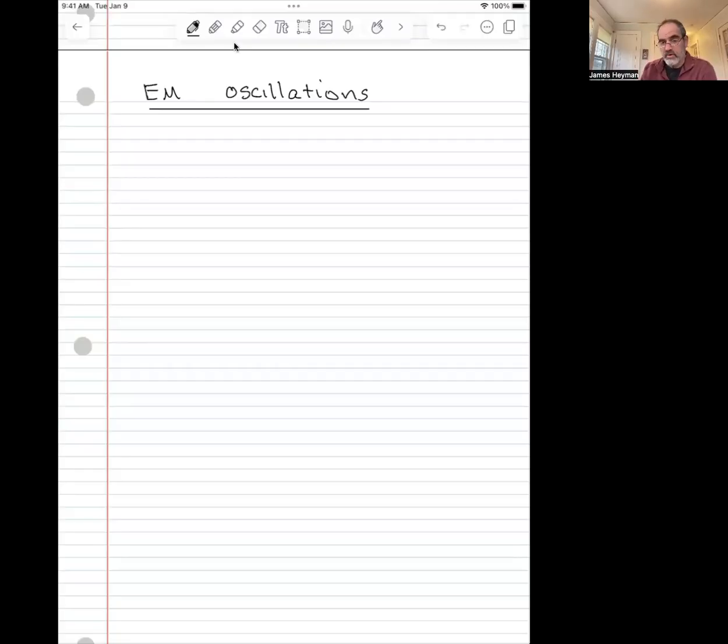Okay, so we're going to talk about electromagnetic oscillations, which occur because a changing magnetic field creates an electric field, and a changing electric field creates a magnetic field. Here, let's write down these laws. So suppose we're in a charge-free region. Then, as we know, a changing magnetic field will create an electric field, as described by this equation.